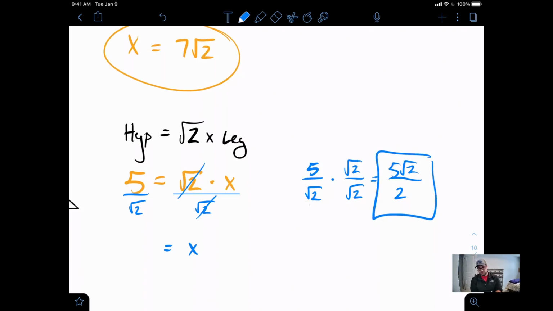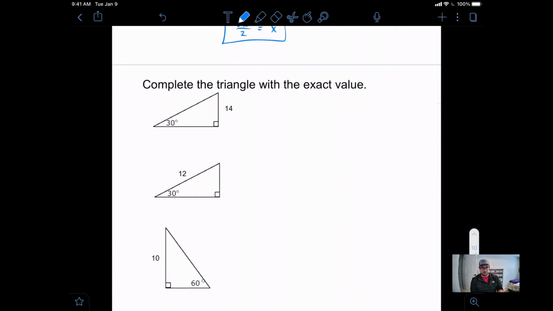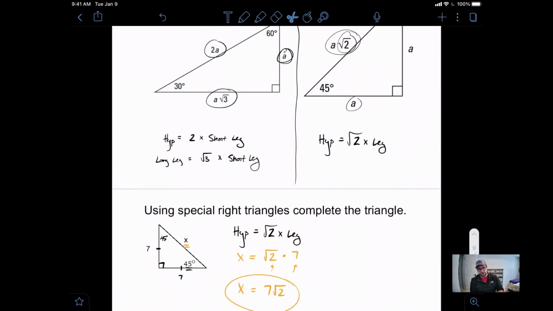Because the square root of 2 times the square root of 2 is the square root of 4, and the square root of 4 is 2. So my final answer here is that x is equal to 5 square roots of 2 over 2. And that is our answer. Let's take a look at some 30, 60, 90 ones. Again, I'm going to go up and grab my formulas so I can start this.